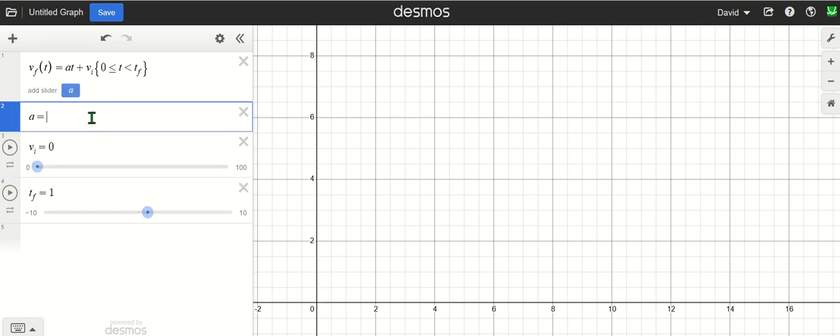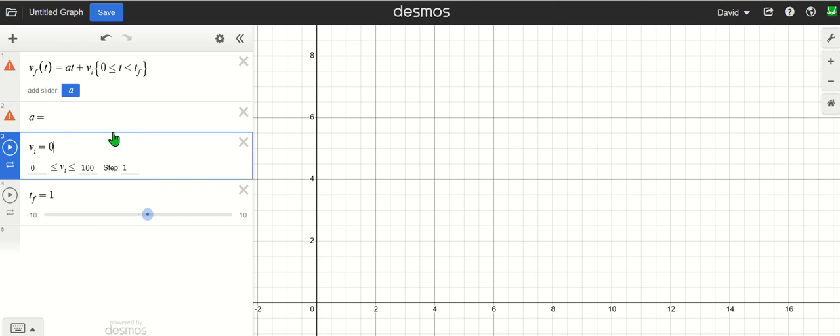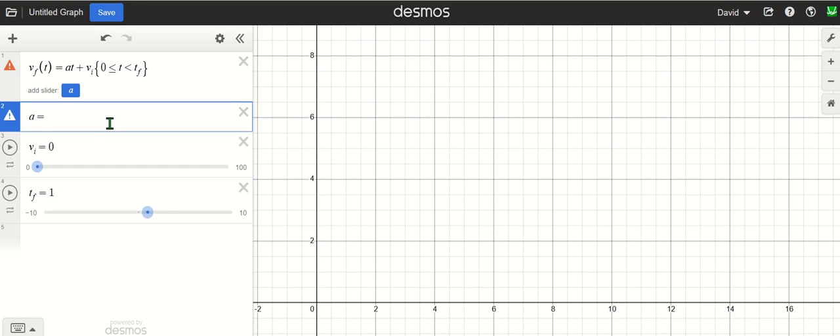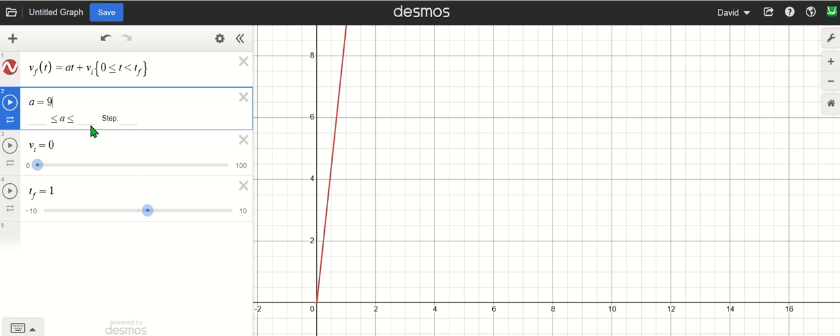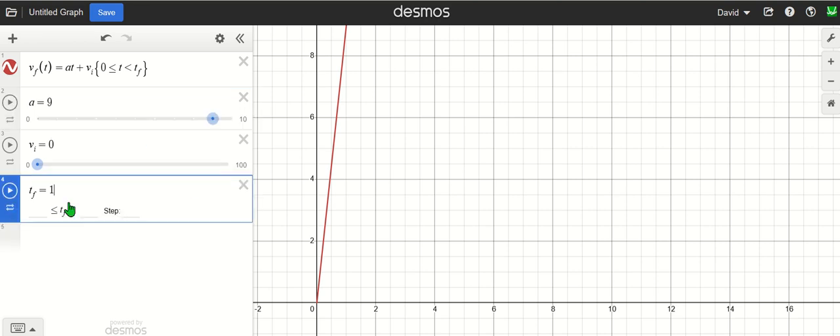My acceleration, I want it to be from 0 to about 10. And again, I want these to slide up by 1 every single time. My time, I want it to go from 0 to about 30. You can change these later if you need a different time, and then we will put steps of 1.